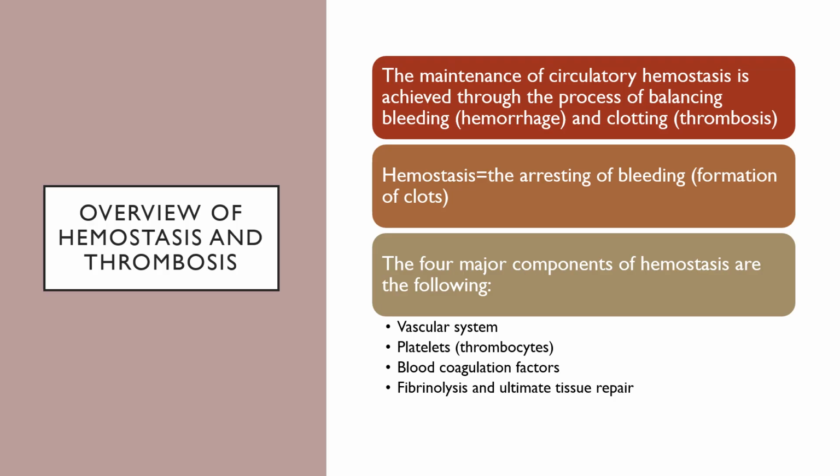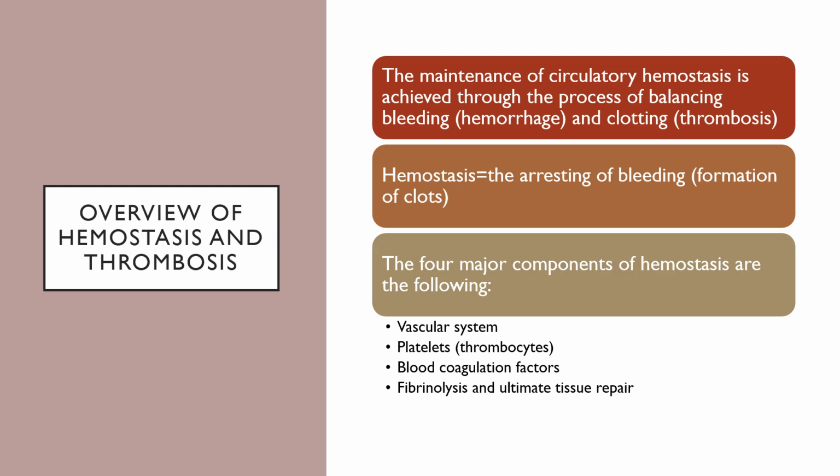So as we know, the maintenance of circulatory hemostasis is achieved through the process of balancing bleeding or hemorrhage and clotting, thrombosis. Hemostasis really means the arresting of bleeding or the formation of clots, which we did talk about in our introduction to hemostasis prior to our secondary hemostasis lecture.